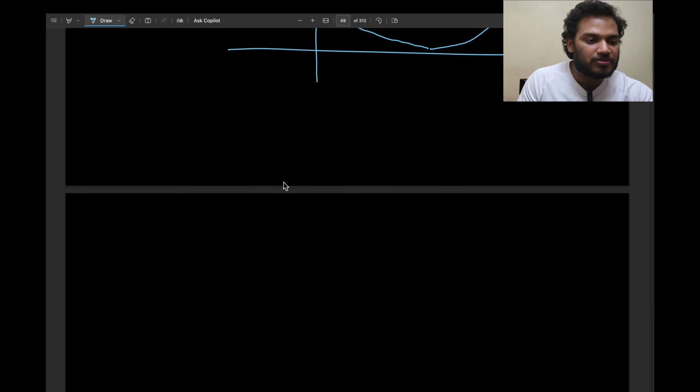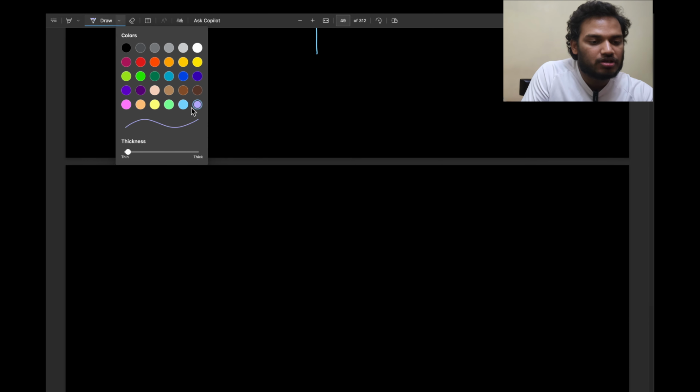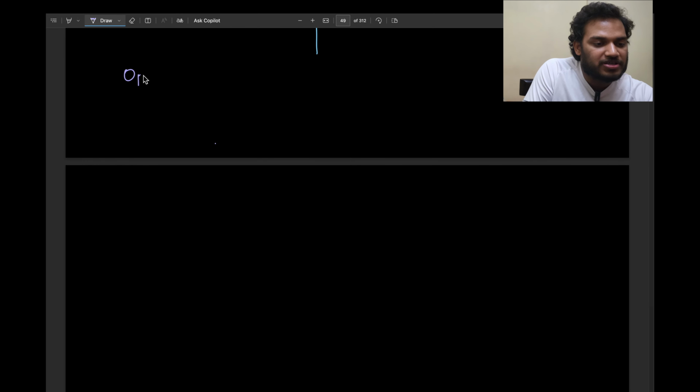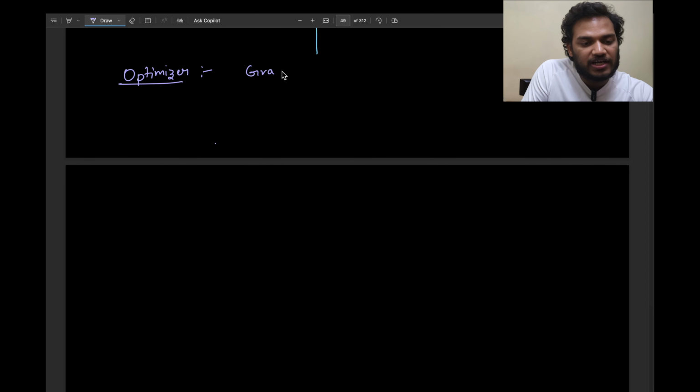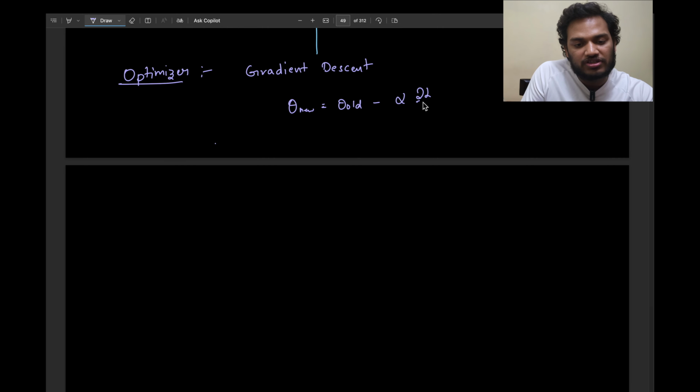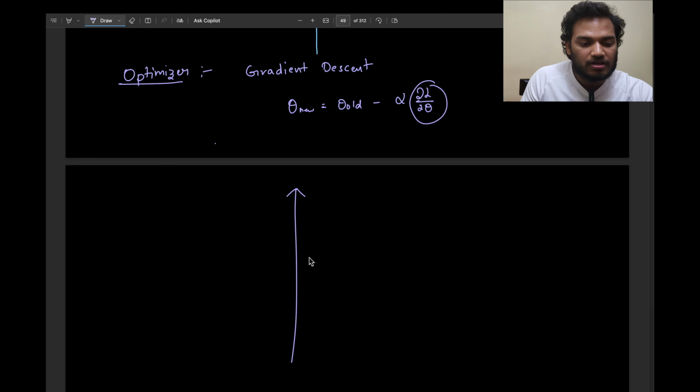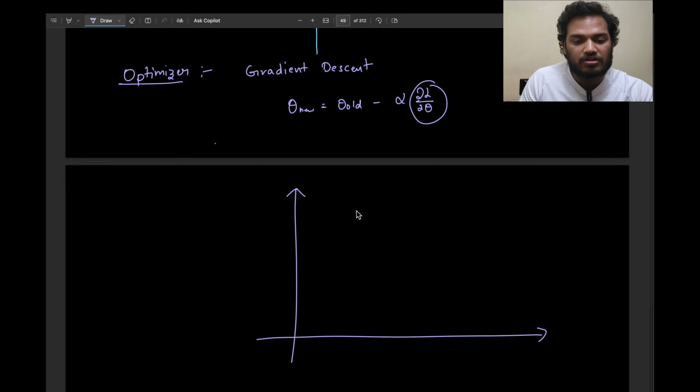And what is the third step and the last step of any algorithm? The third step is our optimizer. In case of linear regression, what optimizer have we used? We have used something called gradient descent, and here also we'll be using the same gradient descent optimizer, that is theta new equals theta old minus alpha times the gradient of the loss with respect to theta. This will be the same loss function. And what will this be signifying? This will be signifying the direction in which the theta value should move.